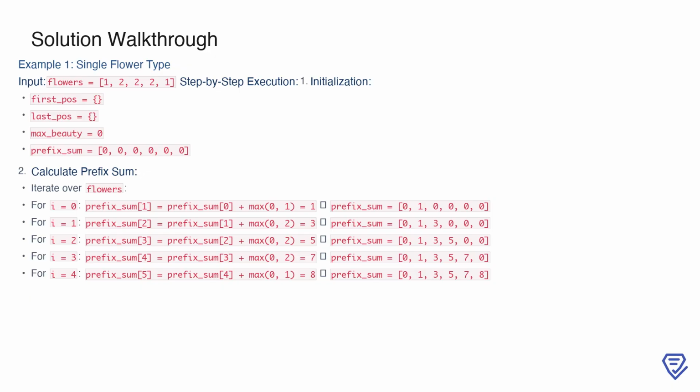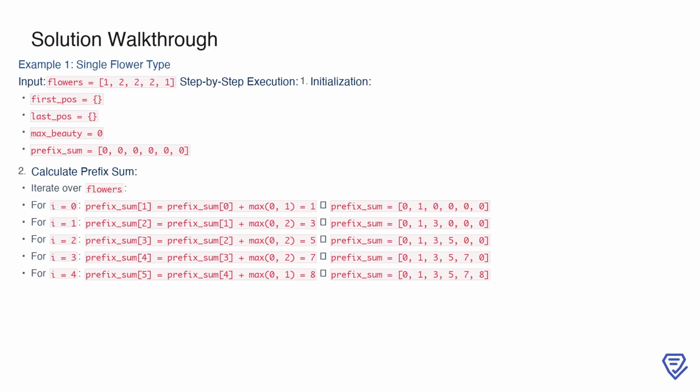First, we initialize four key variables. first_POS and last_POS will help us track the first and last occurrence of each flower type, max_beauty will store the maximum beauty value we calculate, and prefix_sum is initialized as an array of zeros, one longer than the input, to compute cumulative sums efficiently. Next, we calculate the prefix_sum.